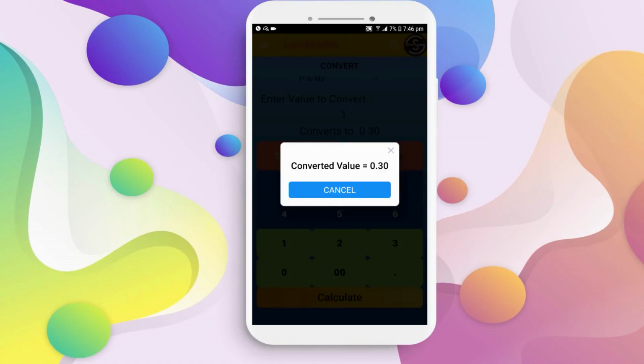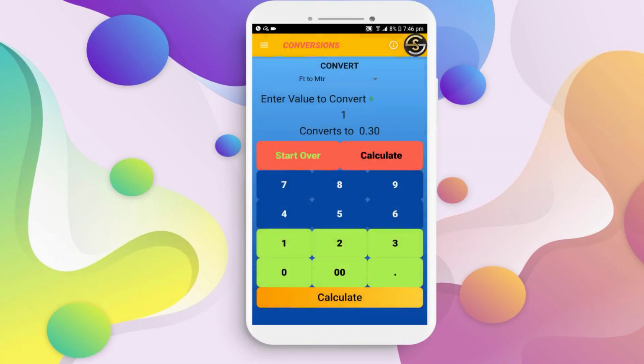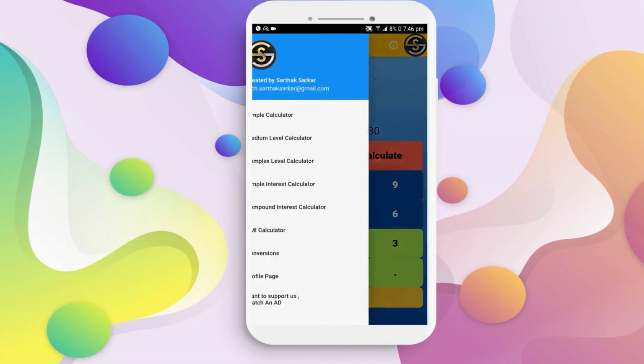If I click on calculate, this is going to give me a pop-up of my converted value. So 1 feet is equal to 0.3 meters. This is very useful when you are traveling in different countries and want to convert between various dimensions and units.